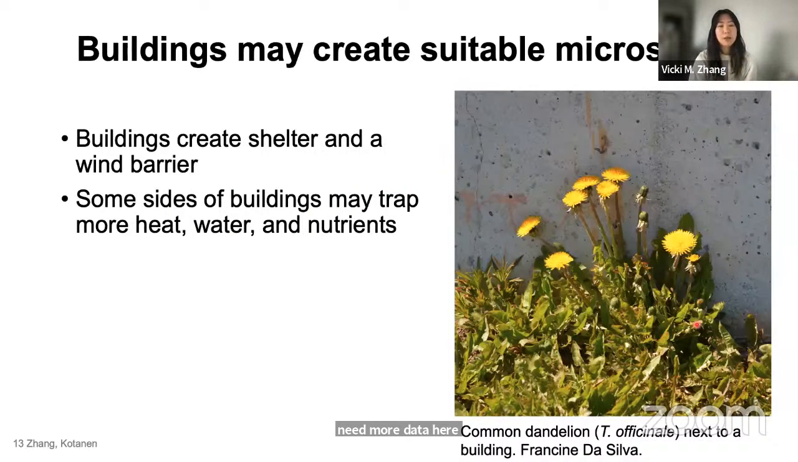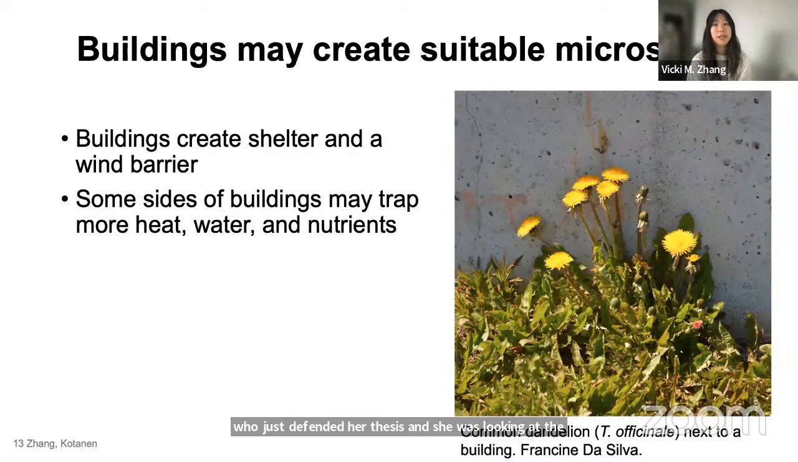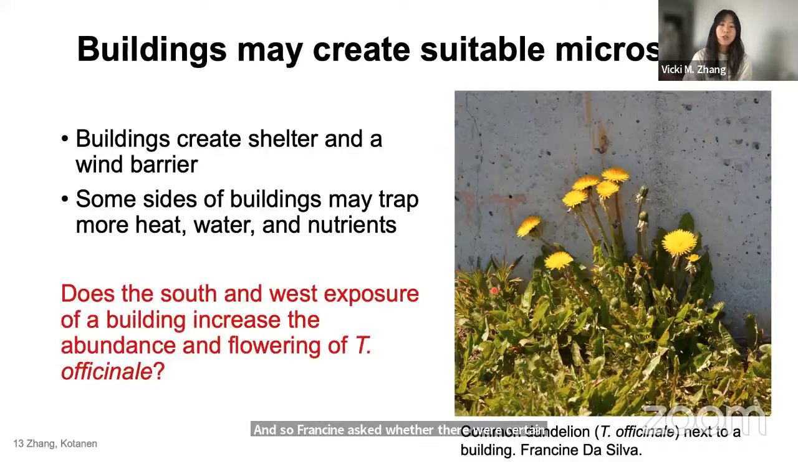Finally, let's talk about buildings as a suitable microhabitat. So this work is done by a lab mate, Francine, who just defended her thesis, and she was looking at the effect of buildings and anthropogenic structures that might improve microsites. So some sides of buildings, such as the south and west sides, can trap heat, and certain exposures might also trap water and provide a shelter and a windbreak for non-native species. And so Francine asked whether there were certain exposures that might be warmer, such as the south or west sides, and whether that will increase the abundance and fitness of common dandelion.